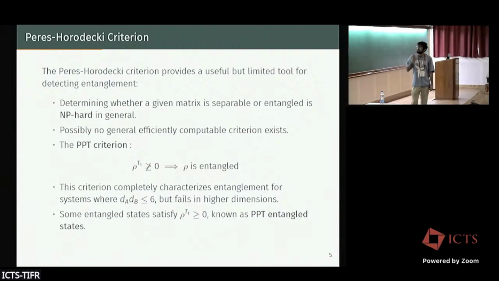There is one criterion which is pretty useful, called the PPT criterion: we take the partial transpose and check the positivity of the matrix. If it's not positive, then rho is entangled. This criterion completely characterizes entanglement for small systems, 2 cross 2 and 2 cross 3, but it fails in higher dimensions. Some entangled states also satisfy this criterion, and they are called PPT entangled states.